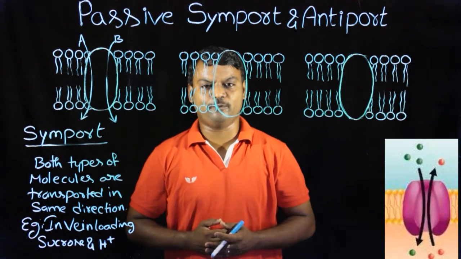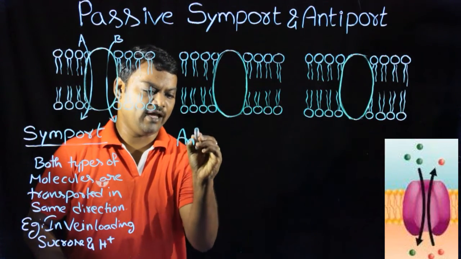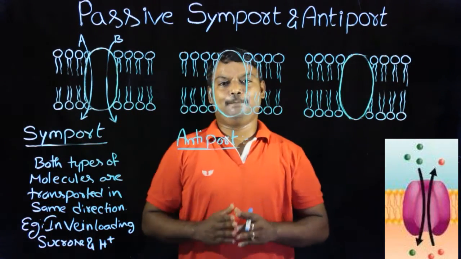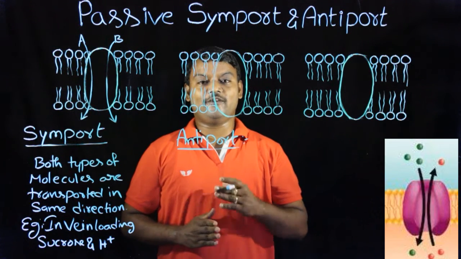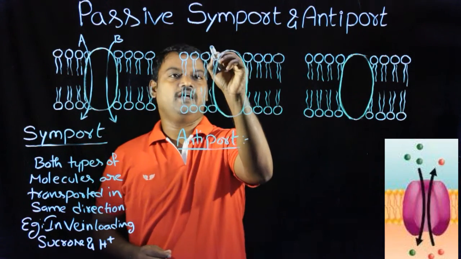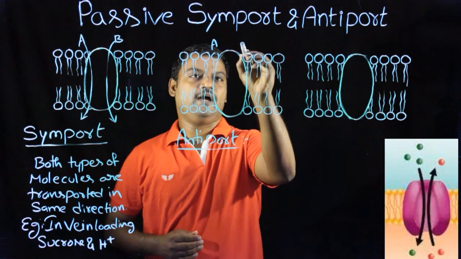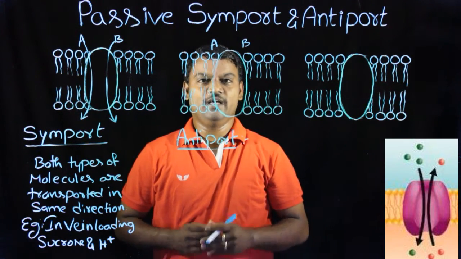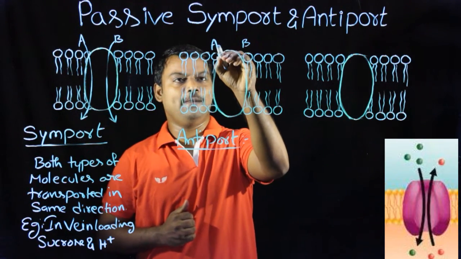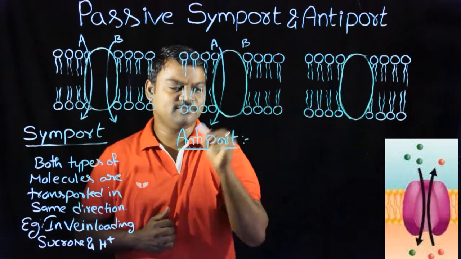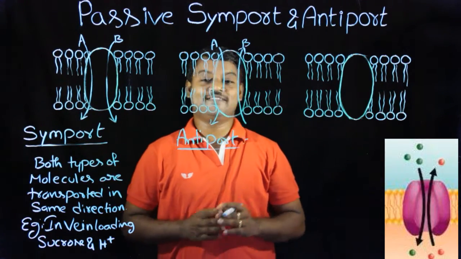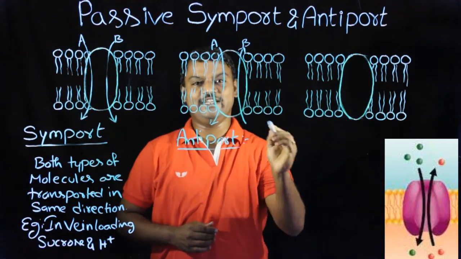Coming to the second type of transportation, it is called Antiport. In Antiport, the two types of molecules are transported by the membrane proteins in opposite directions. Like the first type of molecule A and the second type of molecule B. These two types of molecules are transported in opposite directions. For example, if molecule A is transported in one direction, at this time molecule B is transported in the opposite direction. Such type of transportation is called Antiport.